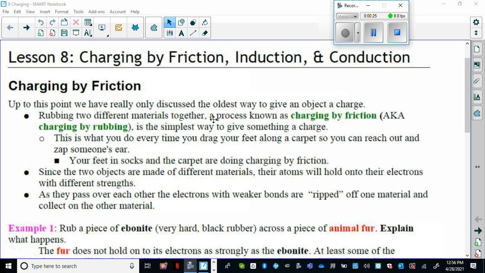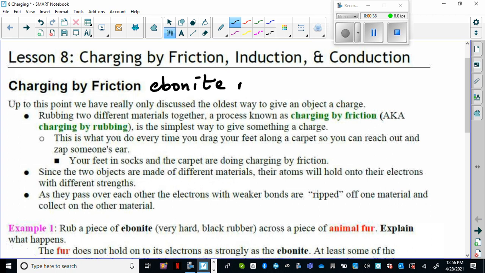Sometimes by rubbing two things together, you can charge them by friction. So for example, if you rub an ebonite rod, which is hard rubber, on fur, then the ebonite rod will gain electrons, so it will become very negatively charged, and the fur will lose electrons. So electrons are transferred from the fur to the ebonite rod, because remember, we're always talking about the movement of electrons, not protons here.